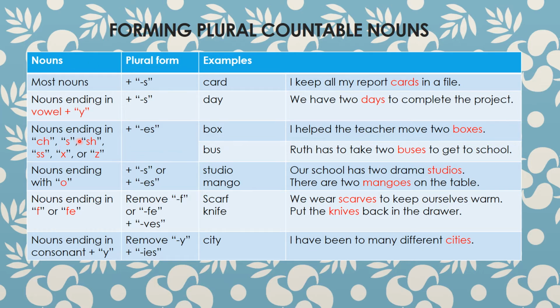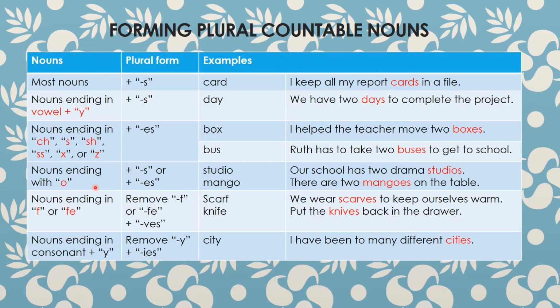For nouns ending in ch, s, sh, ss, x, or z, we have to add es to them. For example, the word box. Since it ends with x, we have to add es to them. For example, I helped the teacher move 2 boxes. Another example, bus. We change it to buses by adding es.